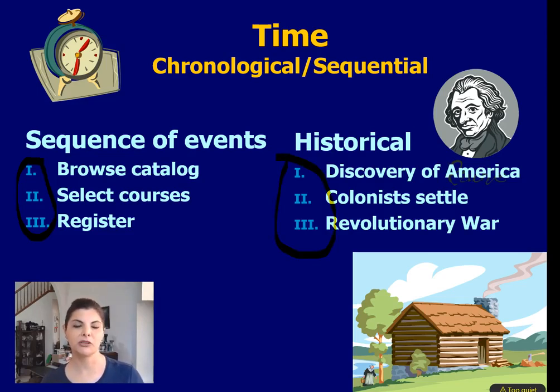So here's an example of registering for classes. Browse the catalog, whether it's online or not. Select your courses, and then register and pay your tuition, of course. A historical speech could cover the discovery of America, and then going on through the next couple of things that happen in time. So we have sequential order.